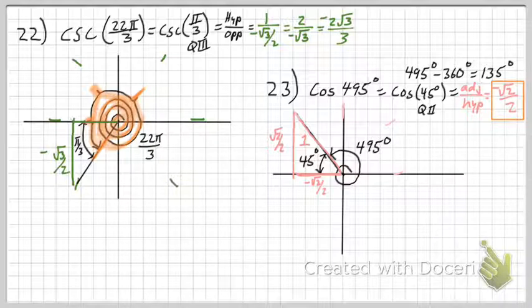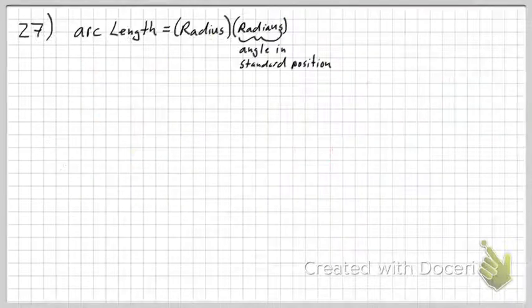Again, that's the pink triangle on our unit circle. And that is cosine, opposite over hypotenuse. Hypotenuse is 1 on a unit circle. Good to go.